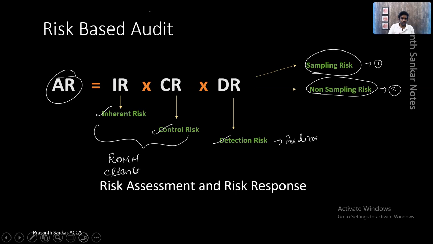Any risk other than sampling risk is non-sampling risk, where the auditor failed to identify a mistake, like it was right in front of him. He chose the sample correctly, there was a mistake in that sample, but still he did not identify it properly.